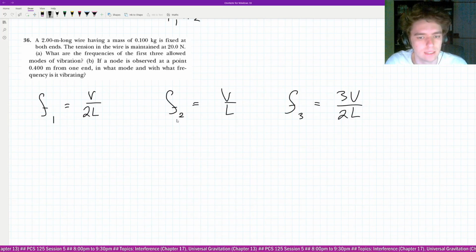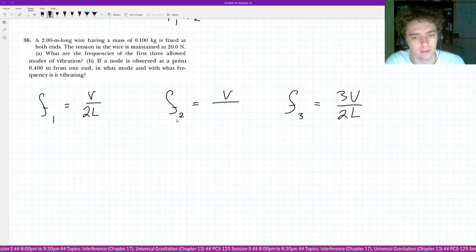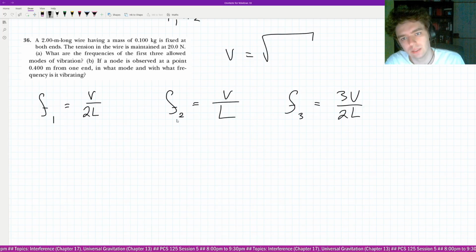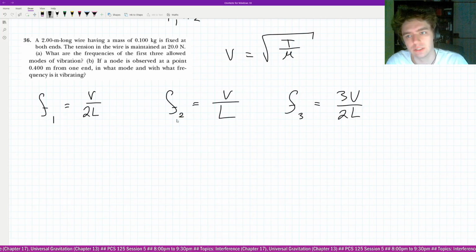Right? Does that make sense? I just did a little canceling on this one here, but yeah. V over L. Okay, so remember that V is the square root of the tension over the mass density, which we know both those things. Tension is 20 newtons, and the mass density is 0.1 kilograms per 2 meters, which is going to be 0.05 kilograms per meter. Right.